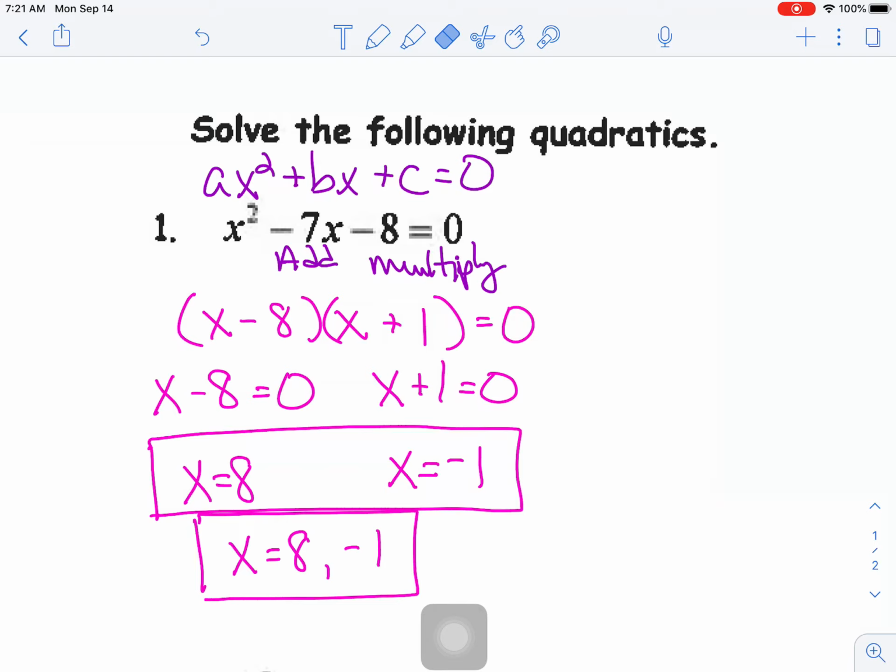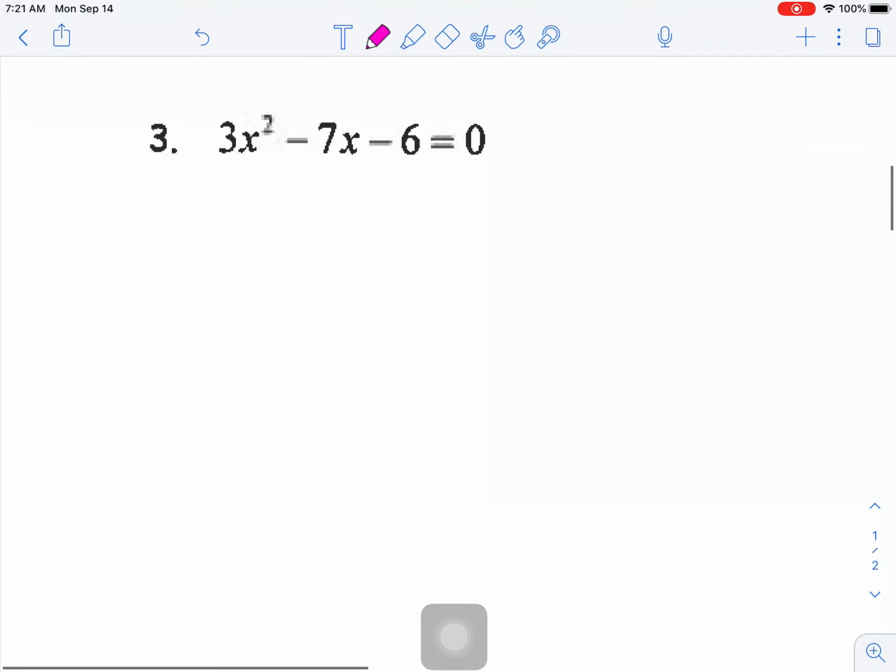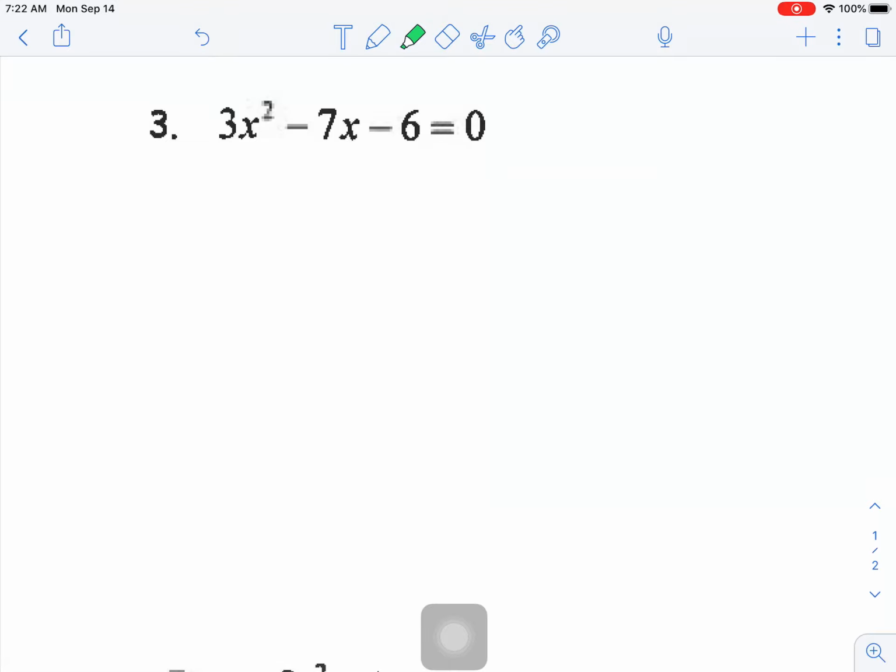I'm going to go ahead and scroll on down to number 3 and see what we can do with that one. Number 3 is also in standard form. Great. Again, I'm going to try and see if I can factor it. Things I want to be careful about. There is a 3 in front, so that means my factoring is going to be a little bit different.